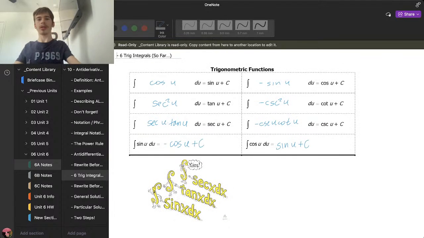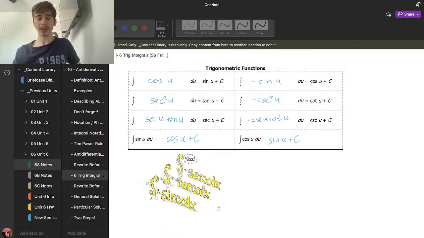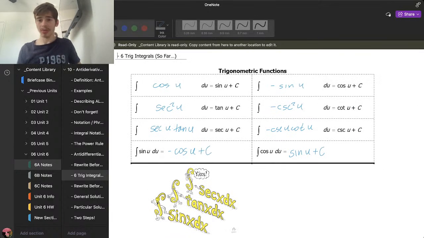The integral of cosine is sine, because you take the derivative of sine to get cosine, plus c. Make sure you have your plus c. The integral of negative sine of u du is equal to cosine, because you take the derivative of cosine and you get negative sine. Plus c. The integral of secant squared u is equal to tangent, because you take the derivative of tangent and you get secant squared. Cotangent: take the derivative of it, you get negative cosecant squared.